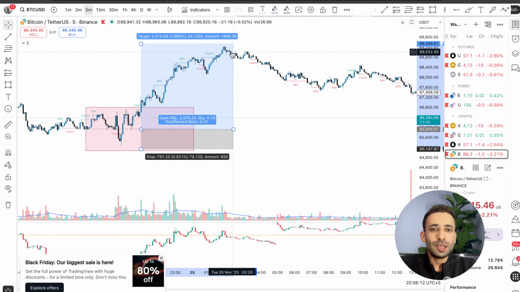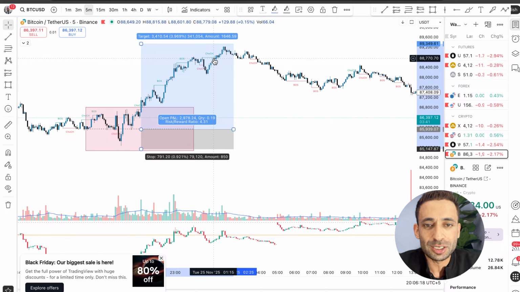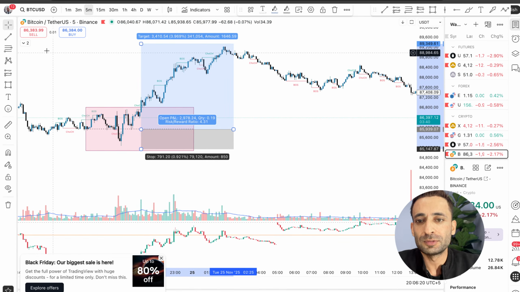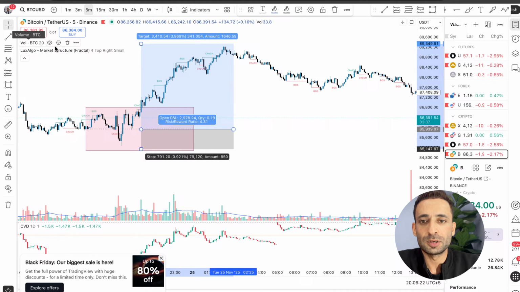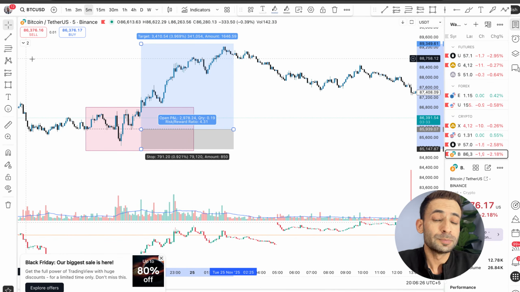So let's say I'm waiting for the market to go higher. Here you see, it shows that it already broke the structure, right? This one, I'm going to remove, because it's actually messing up my chart. I'm not going to use it.